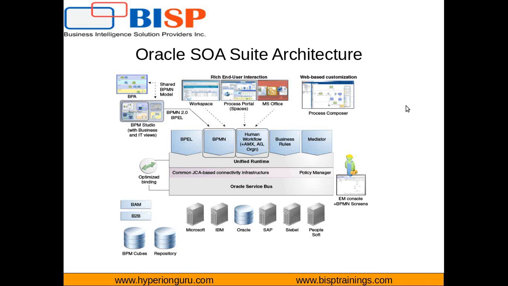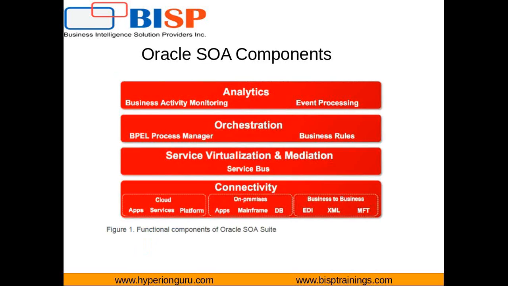So the different components, the Oracle SOA components. Just now we saw the architecture. The different components are: one is for the analytics. You have business activity monitoring and event processing, wherein it can help you collect data regarding your service and regarding the usage pattern of the services. There is the orchestration, which is done via BPEL Process Manager, and business rules helps in externalizing your rules. The service virtualization and mediation is done by service bus.